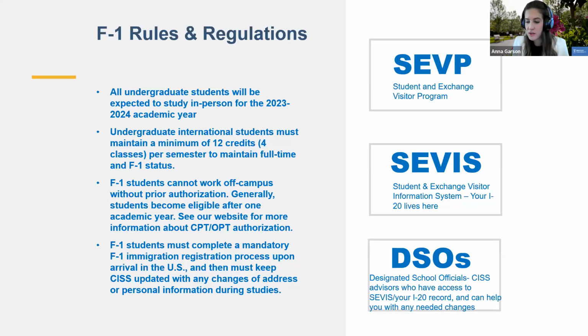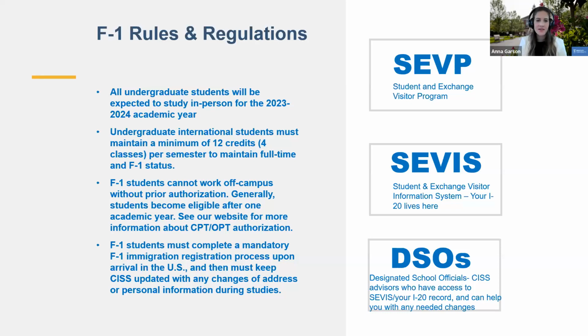All right, so general rules and regulations related to the F1 visa. So just before we jump into that, a few acronyms. I already mentioned what DSO means, the designated school official. SEVIS is that Student and Exchange Visitor Information System. So your I-20 document lives there. It's the government database. And then the other acronym you may hear is SEVP. So that's the Student and Exchange Visitor Program. So that's the branch of the government that makes all of these lovely rules that you have to follow while you're here.